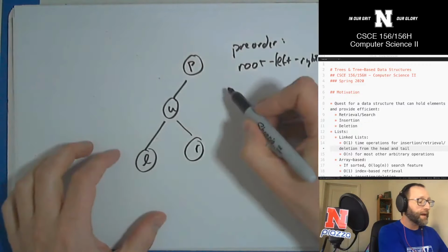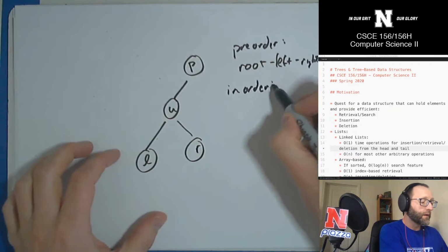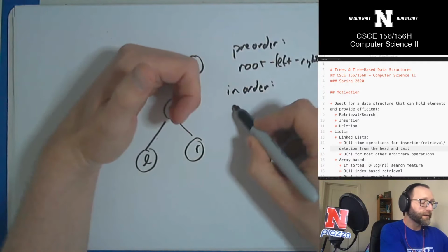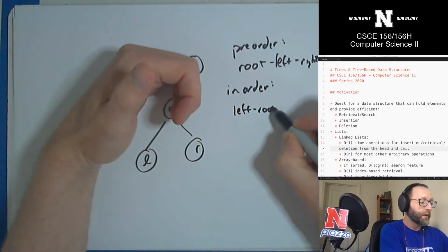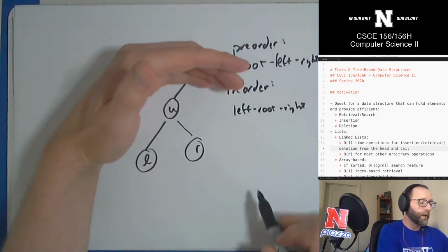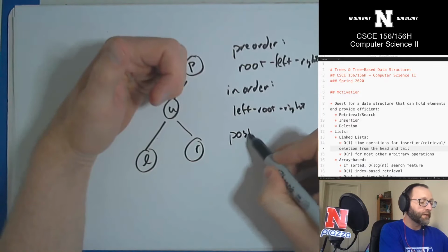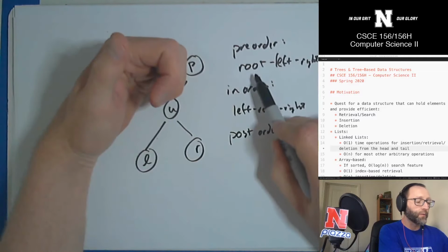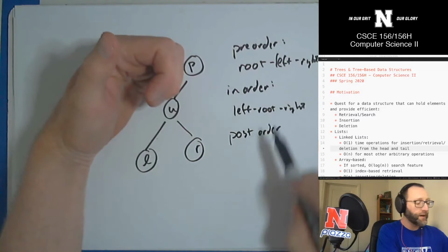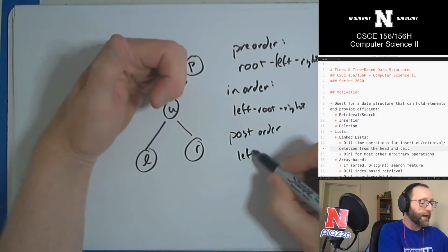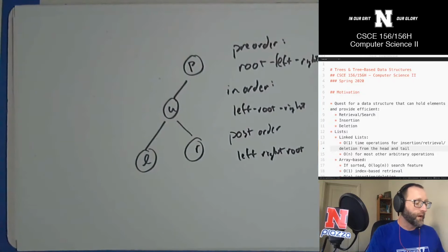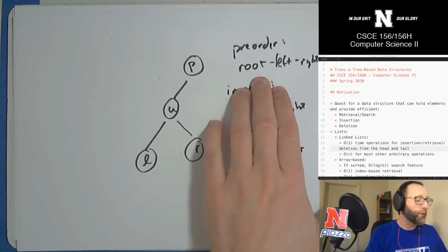Okay. An in-order traversal visits it as left, then the root, then the right. So left, root, and right. And then finally, in a post-order traversal, and you can see the only difference between all of these is, again, the root. You go root first, then root in between, and then the post-order traversal is, of course, going to go left, right, and then root. Okay?